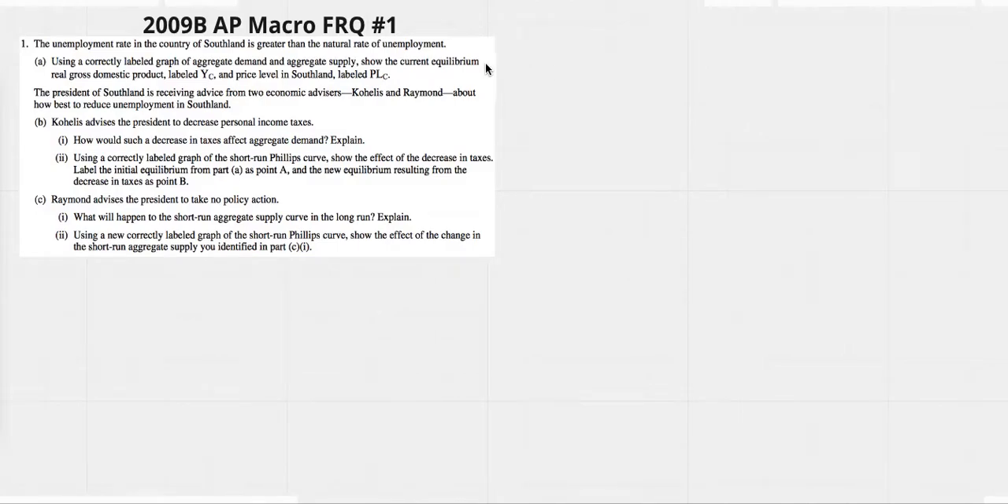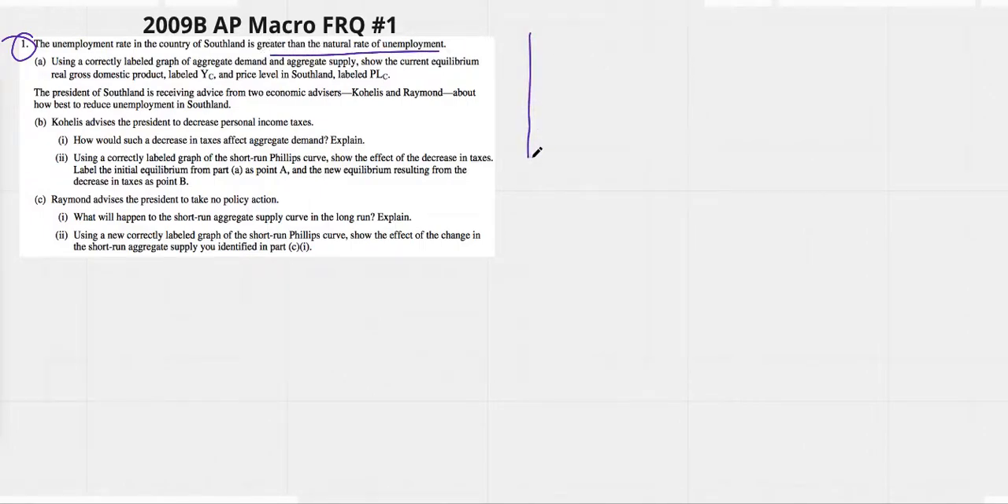2009B AP Macro FRQ number 1. This one is a little sloppy because there's things I'd like to show you. Let's start. Part 1: the unemployment rate in the country of Southland is greater than the natural rate of unemployment.